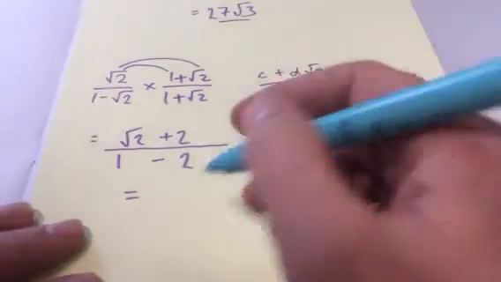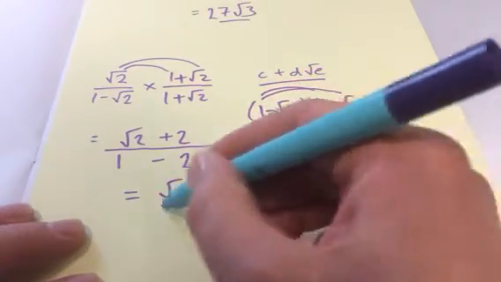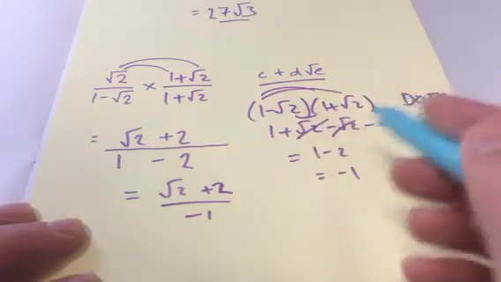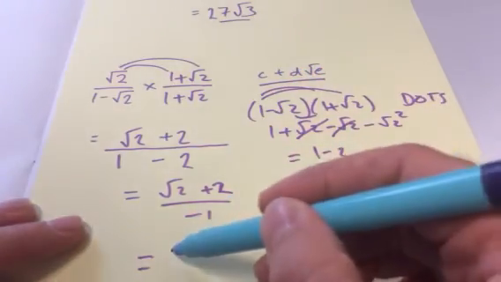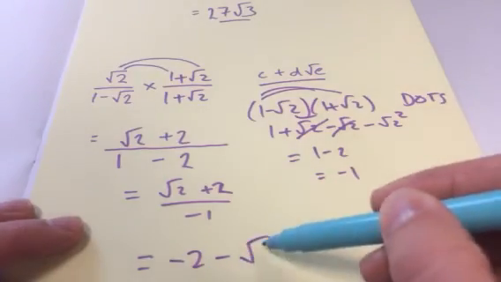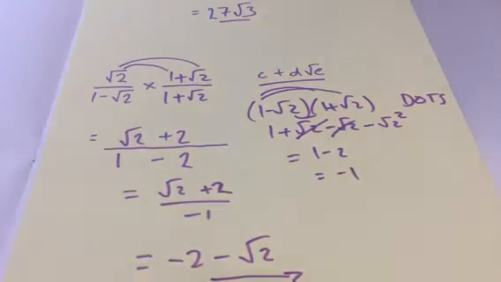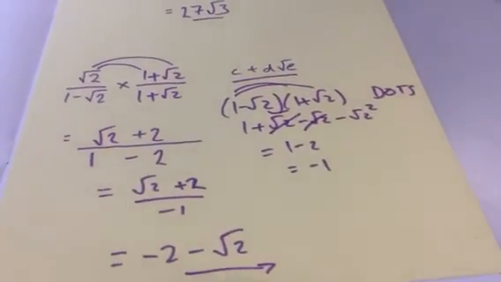So my expression now is root 2 plus 2 all over minus 1. I want it in that form, C plus D root E. Divided by minus 1, I just change those signs. And there we go. There's some surds and indices for Year 11 into A-Level bridging work.